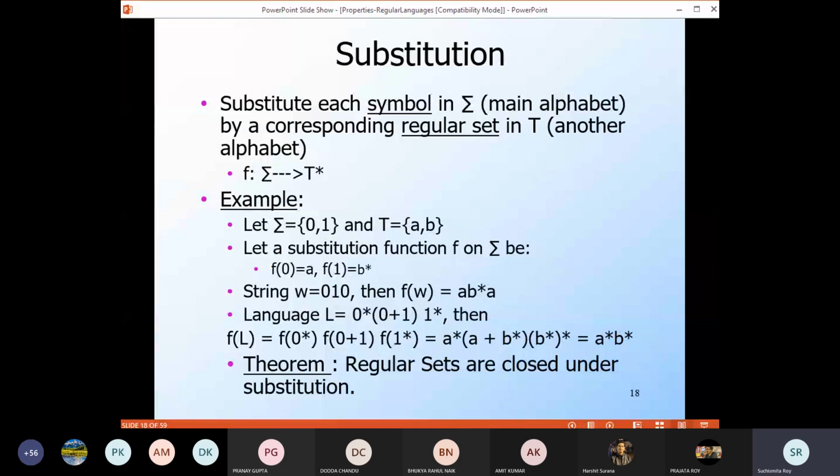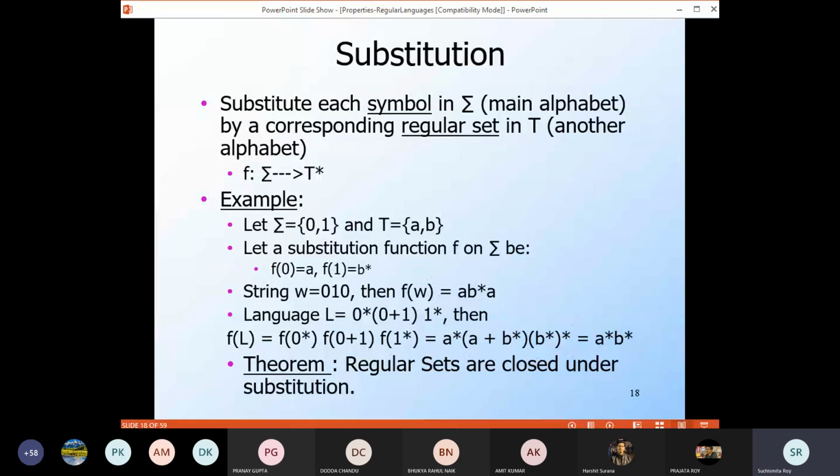In that case, this substitution operation gives you a new set which, it is claimed, will also be regular. Actually, there's no reason why it should not be, because you are not really introducing anything new. Instead of every symbol, you replace it by a regular expression, that's all, which represents a regular set. So let's take examples of the substitution operation.